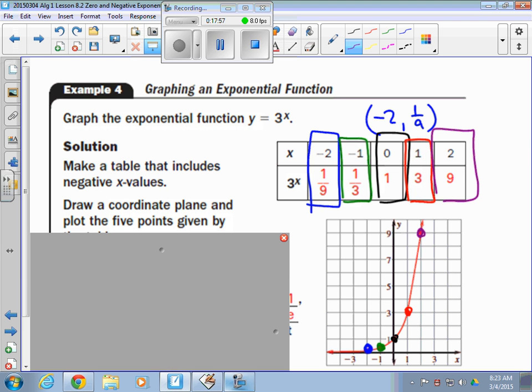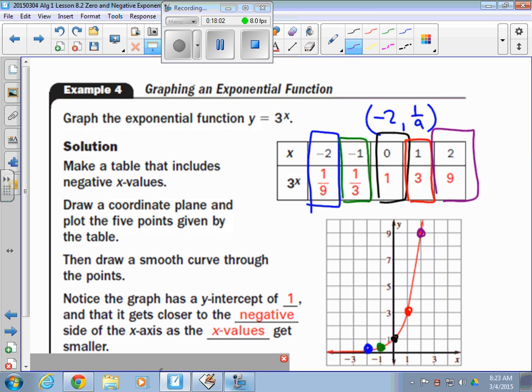When you graph it, it curves. It is not a straight line like you're used to graphing. But it is very simple by simply plugging it in. Notice that the graph has a y-intercept of 1, and it gets closer to the negative side of the x-axis as the x values get smaller. This is something we'll touch very briefly on in Algebra 1: this graph will never touch the x-axis. No matter what number you plug in, it'll never cross to the bottom of that axis. It'll keep getting closer and closer, but it'll never ever get there.